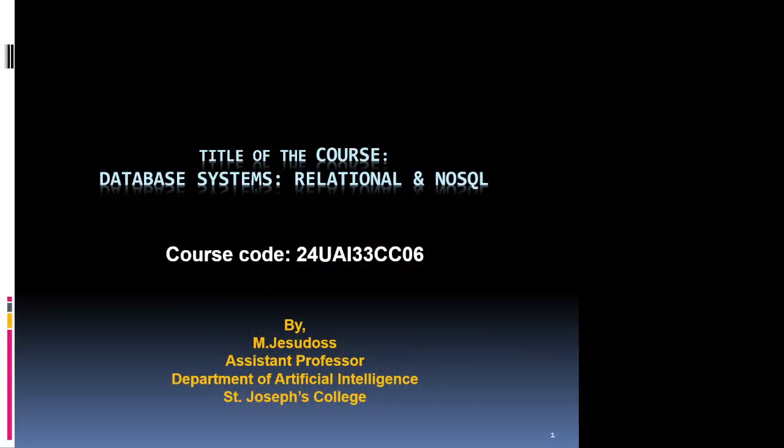St. Joseph College, Trichy. In this session, I would like to demonstrate database systems, relational and NoSQL, where we explore foundational database concepts. We will also understand what a DBMS is, how SQL relational databases work, and why NoSQL databases have become essential for modern applications. I wish to start with the definitions of DBMS and meaning of SQL.